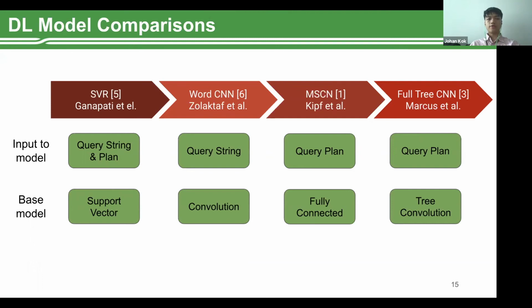Also, we selected 4 models for comparison. They are a support vector regression model, a word convolution model, MSCN, and full tree convolution. In the interest of time, please refer to their references to understand more details of their implementation.